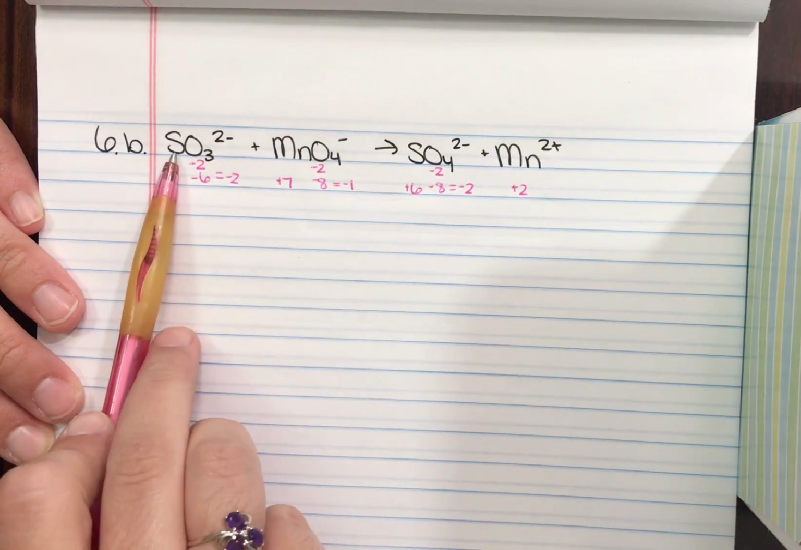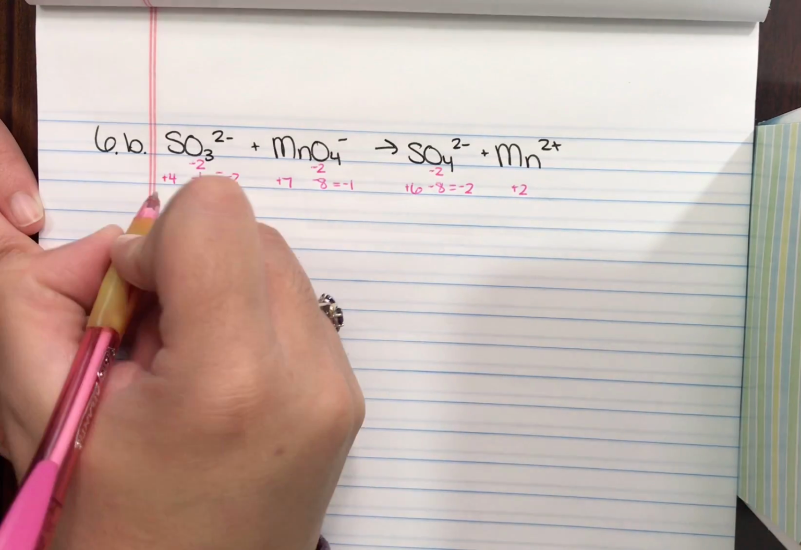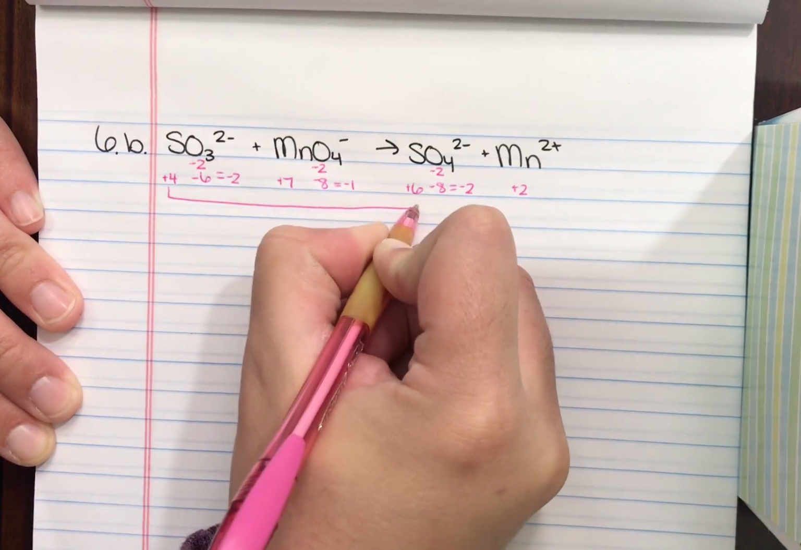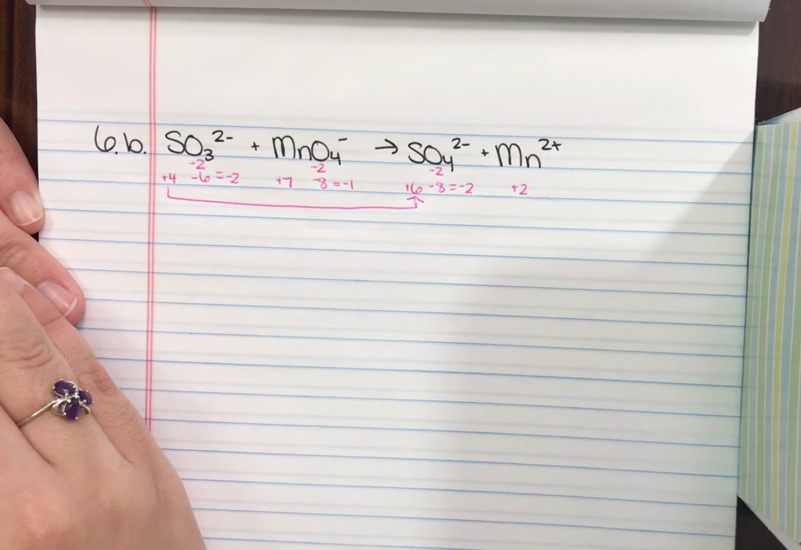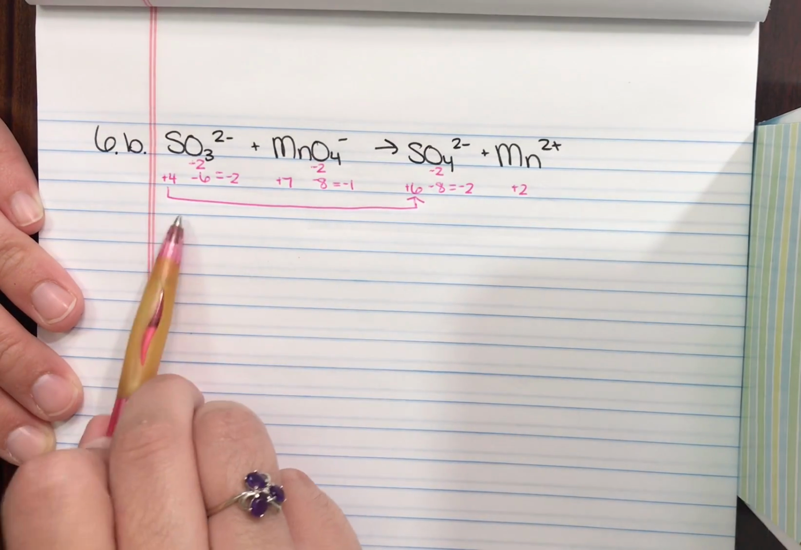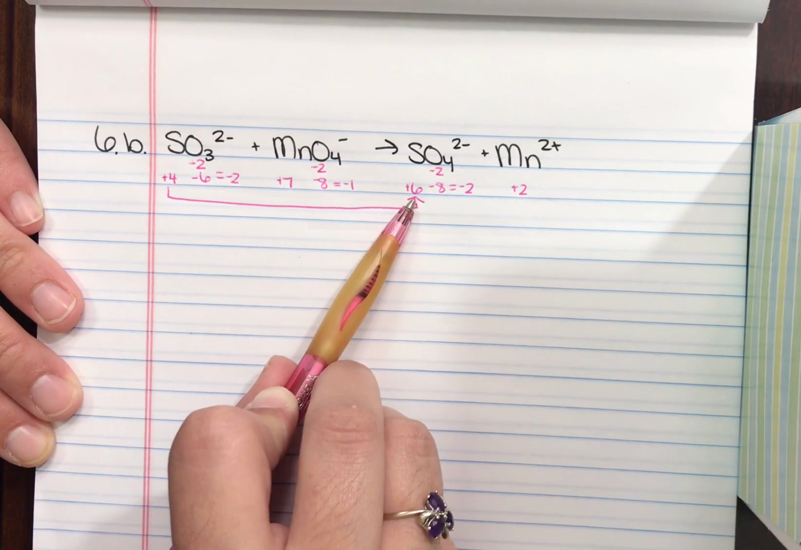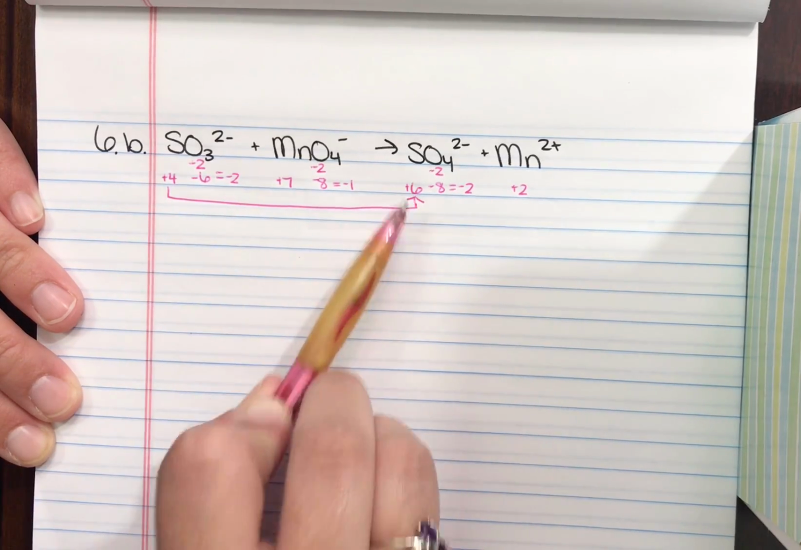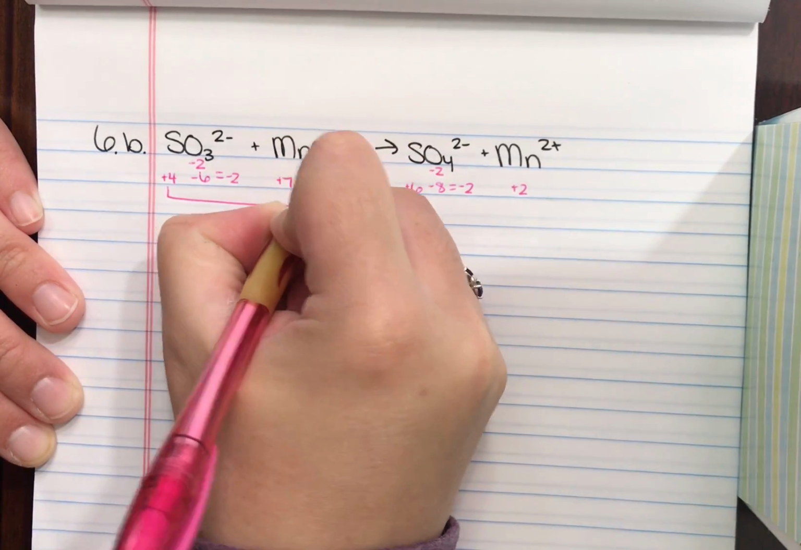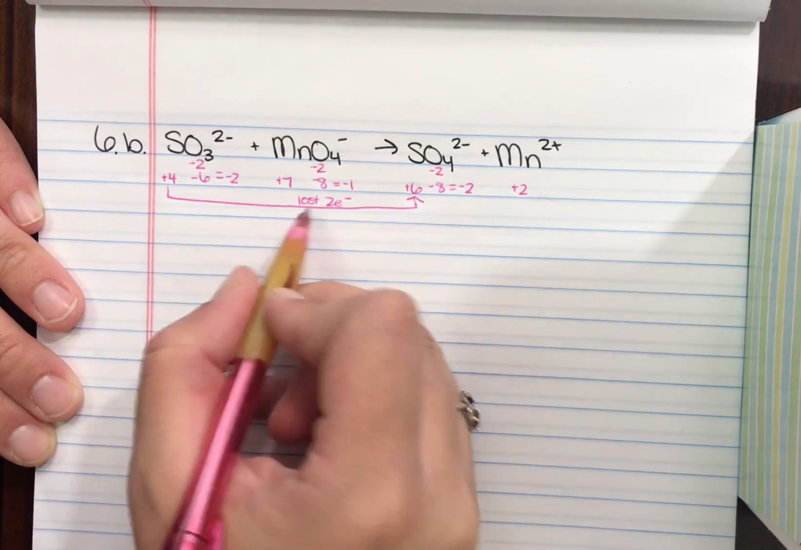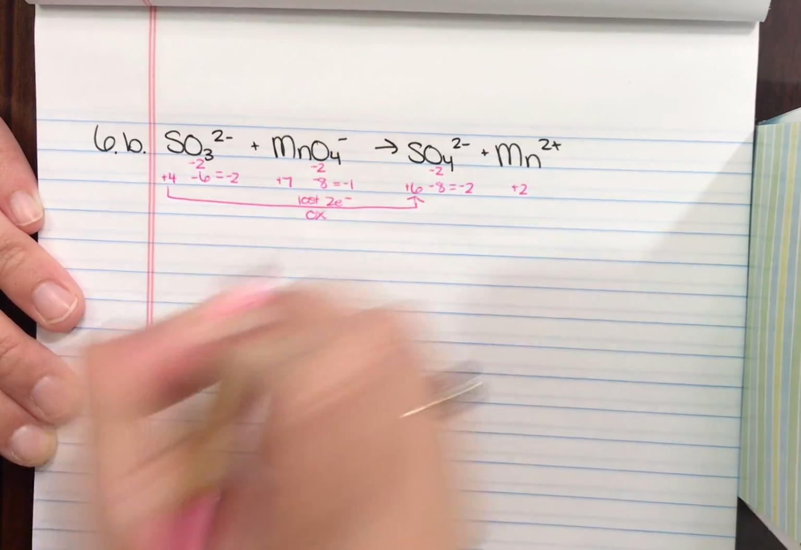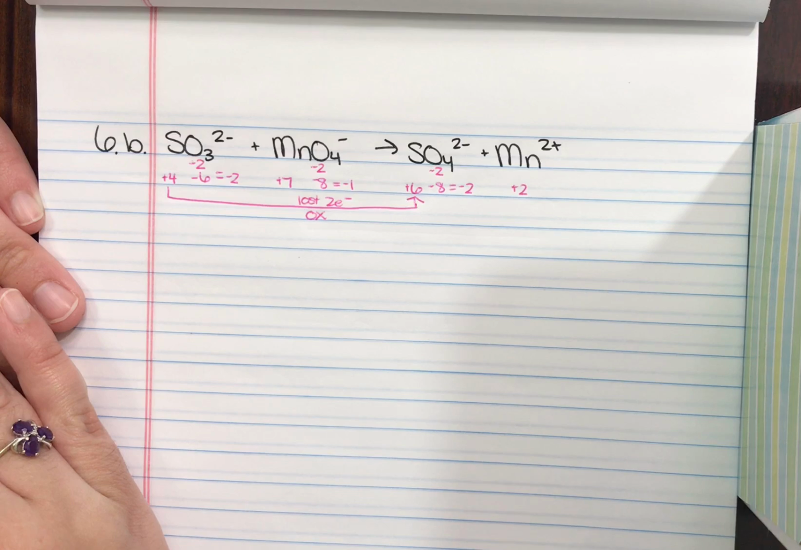So let's look first at our sulfur. Our sulfur went from a +4 to a +6. So it changed oxidation states, right? It looks like that it lost some electrons. It looks like it lost 2 electrons, right? So I'm going to write that it lost 2 electrons just so I remember. Losing 2 electrons means that it's oxidation. So the sulfur has been oxidized.